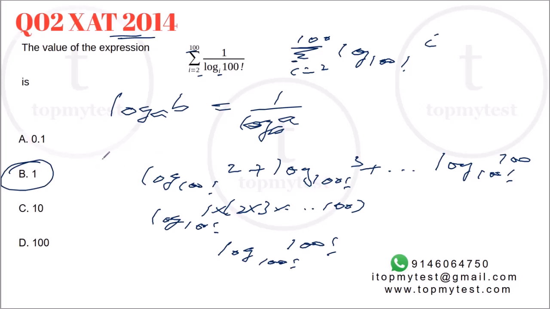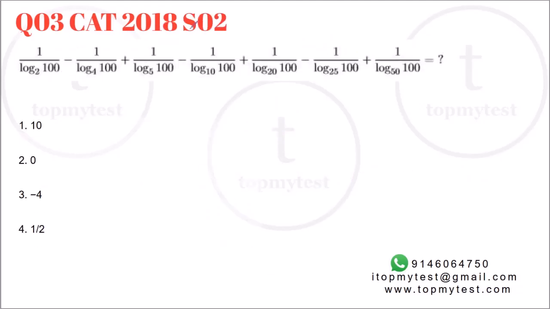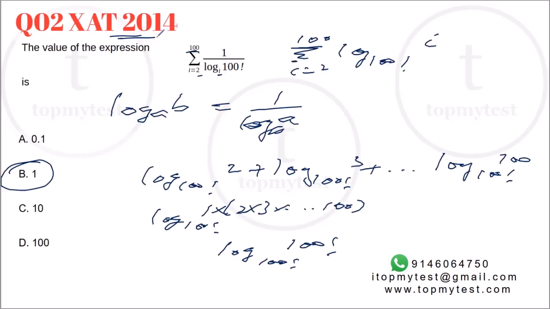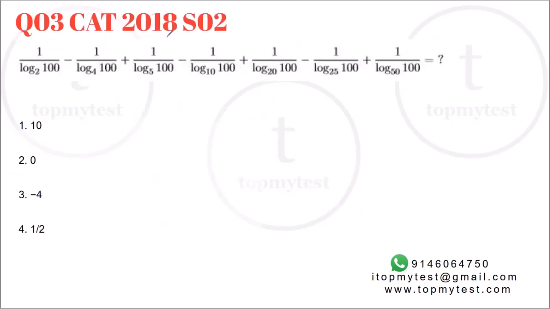2 minutes max to solve this question. Now we know IIFT takes CAT questions, CAT takes XAT questions. So it's like a circular sort of a thing. This is very similar to the previous question that we solved, which was from XAT 2014. This came up in CAT 2018 slot 2. Again, as we have discussed earlier, CAT 2018 was, in recent memory, the toughest quant section.